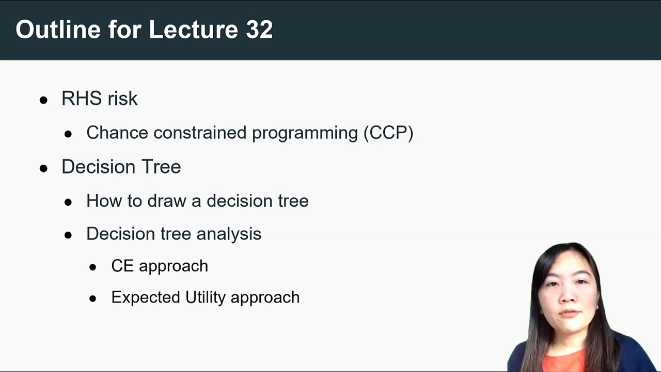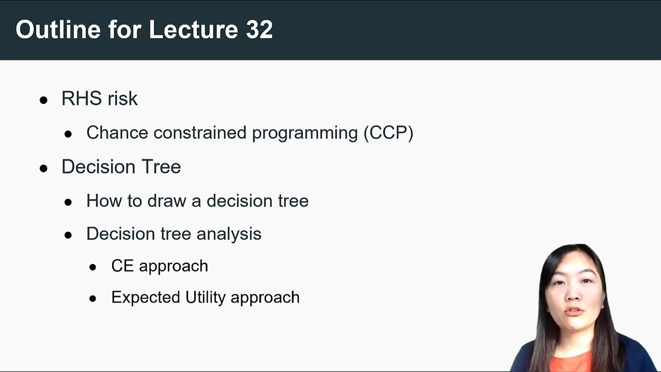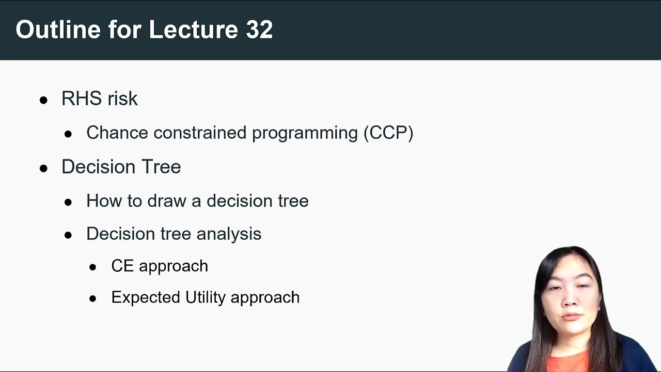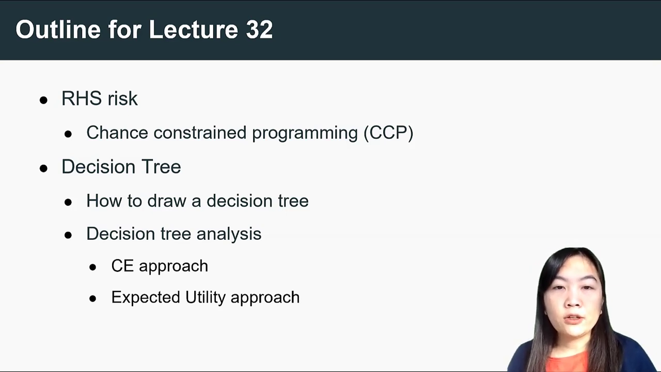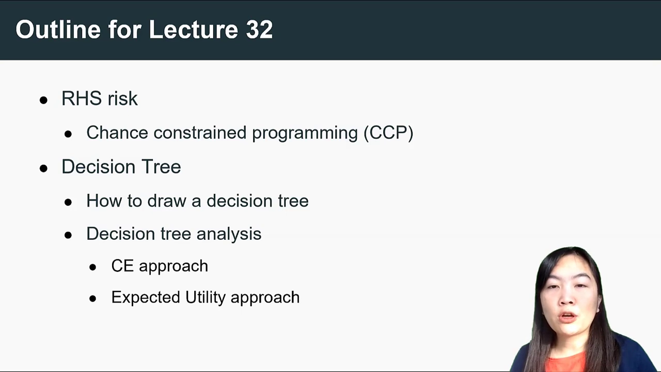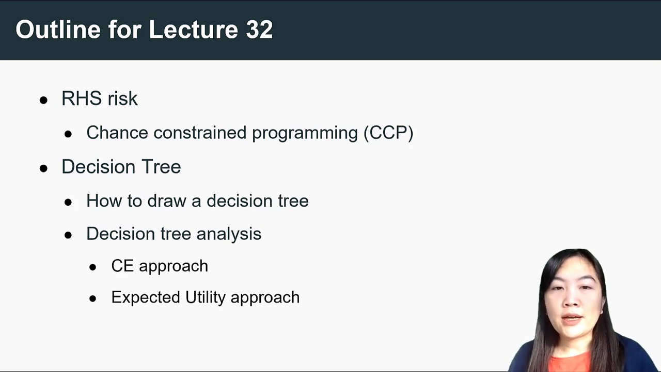And after that, if we have time, I will introduce another method that you can use for analyzing risk in production, which is called decision tree. You probably have already heard of this method from other contexts, but what I'm hoping that I can show you in this course is, given a risk in production problem, how you can use that verbal problem to draw a decision tree, and after that do the decision tree analysis.